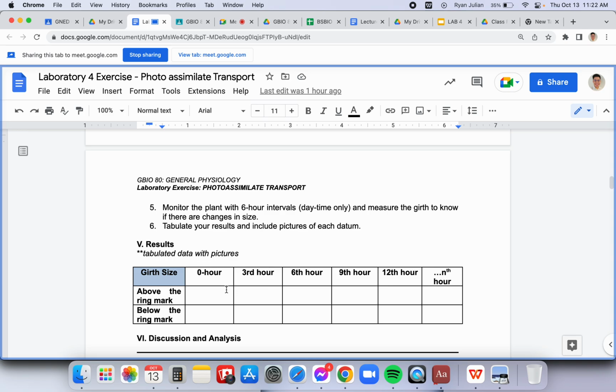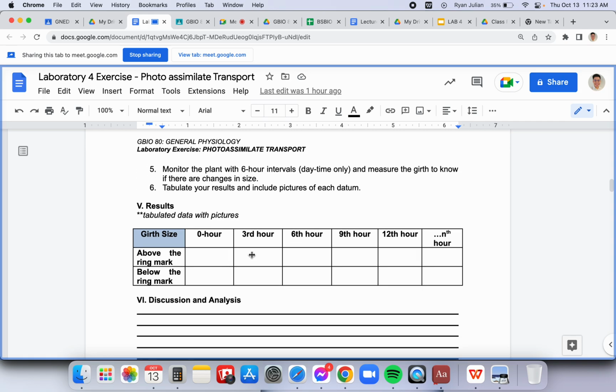We have the 0 hour. For this hour, this is where you're going to measure the girth of the stem the moment you cut the stem. So that would be your initial data, followed by the 3rd hour, 6th, 9th, up to 24 hours. And this can be applied to the above the ring mark, followed by below the ring mark. Same process as the first one. We have the 0 to 24 hours or more if you would like.